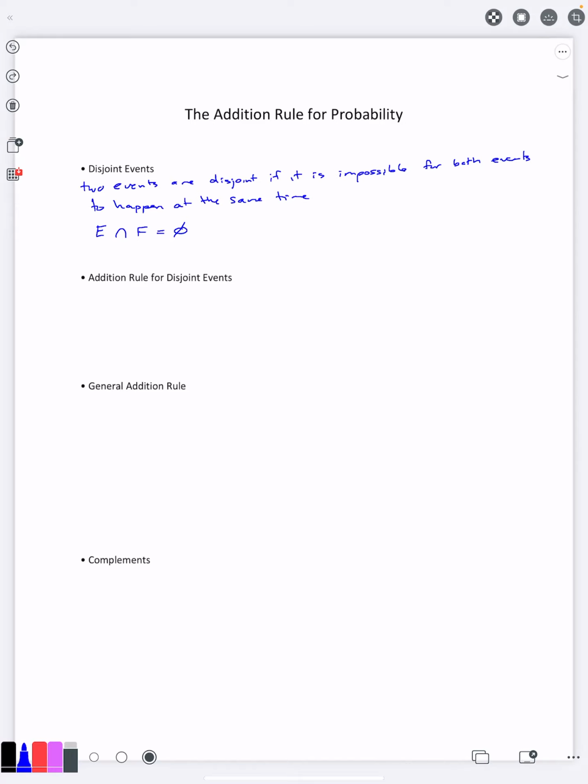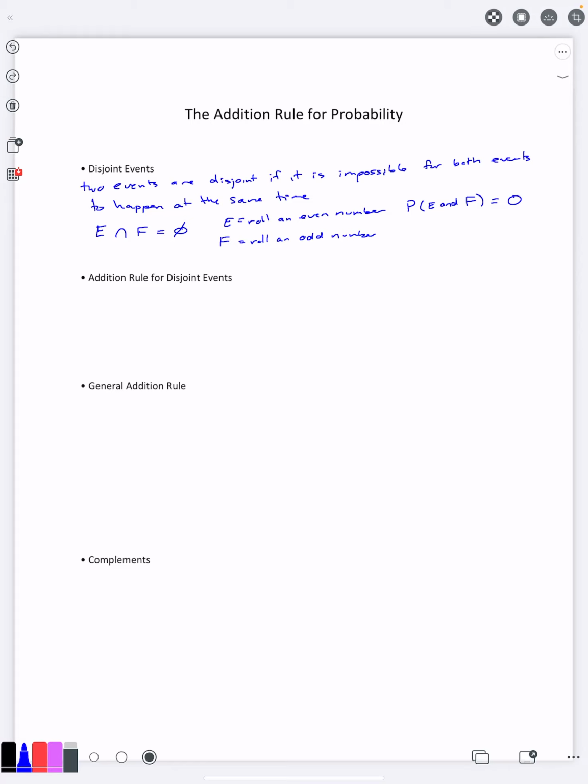Very quick example of this, if you're rolling a dice, E is rolling an even number, and F is rolling an odd number, and those are disjoint. It is not possible to roll a single dice and get a number that is both even and odd. Those are disjoint events. Another way of saying this is that if you take the probability and you say, I want E and F to both happen, it means both happening at the same time, this probability is 0. That's, again, meaning impossible.